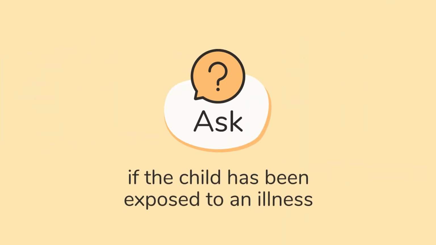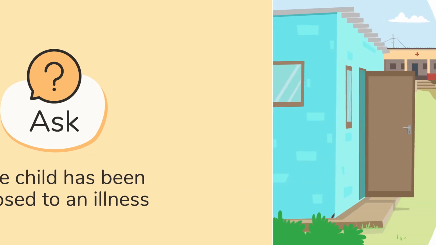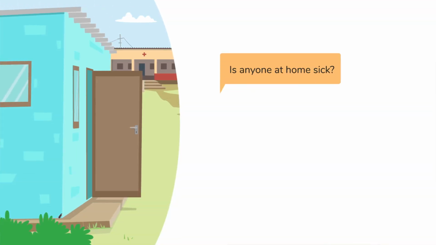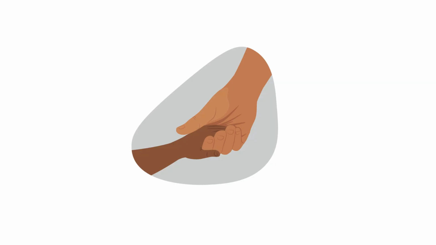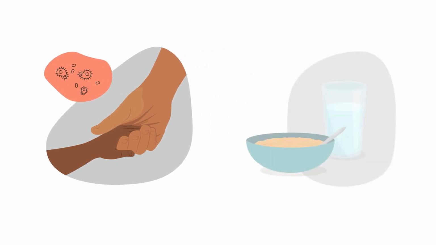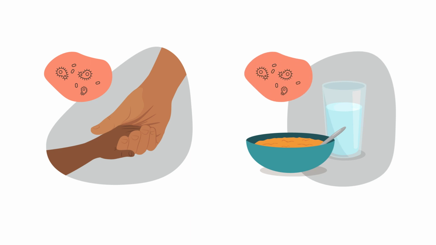Lastly, number 4, find out if the child has been exposed to an illness. You can ask, is anyone at home sick? Has anyone around the child been sick lately? And how long were they sick? If the child is in contact with someone who is sick, they may get infected too. If others in the household have similar symptoms, it may mean that the diarrhea is caused by an infection that is spread from person to person or by contaminated foods.